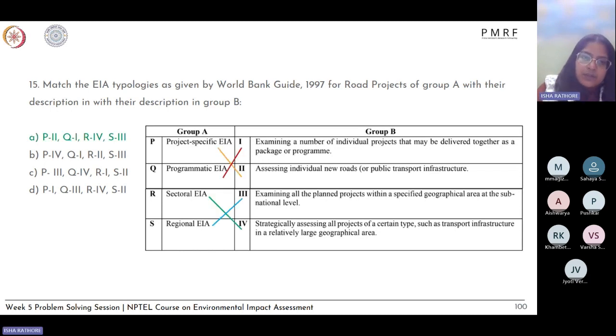Okay, so project-specific EIA is assessing individual new roads or public transport infrastructure. So one particular project or one particular road is being considered. So individual being the key term here. So P matches with 2.